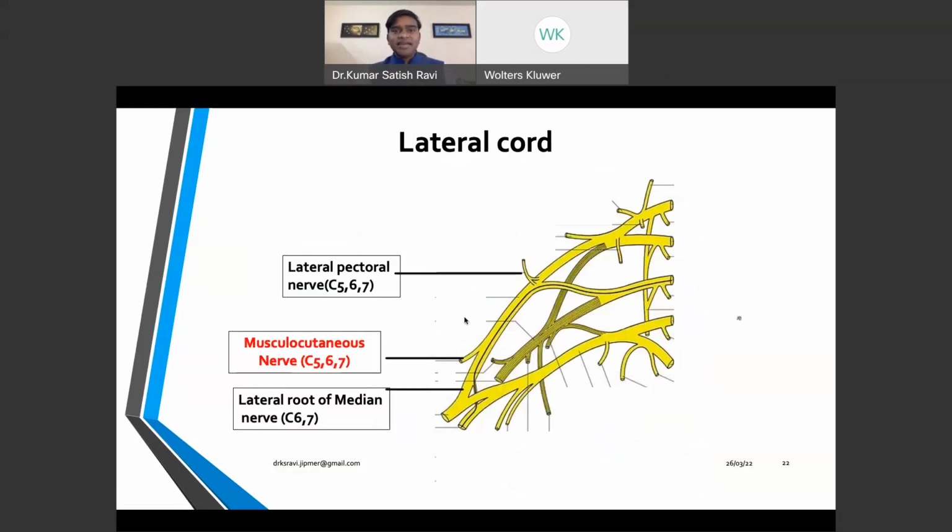Now we will see the branches from the lateral cord of the brachial plexus. As I said, we have 3 branches: lateral pectoral, musculocutaneous, and then lateral root to the median nerve.